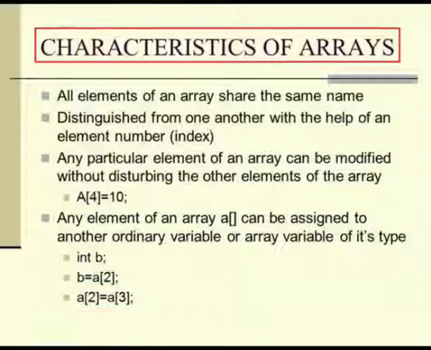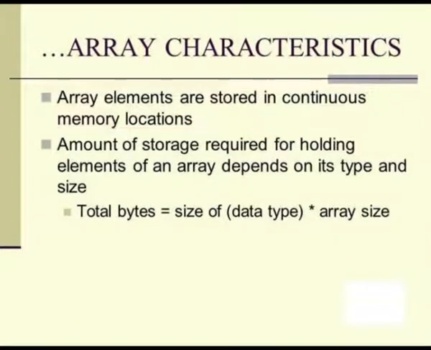You can identify individual elements, you can change their values, you can assign their values to some other variable, or you can take the values from some other variable and assign them to them. Any change you want, you can do it very easily and separately without disturbing the others. That is why we have given here as an example int b is equal to a of 2, and other kinds. Next, these array elements are stored in continuous memory locations. This is one feature which we have already seen: their location is continuous and they are separate. So, accessing them is also faster.